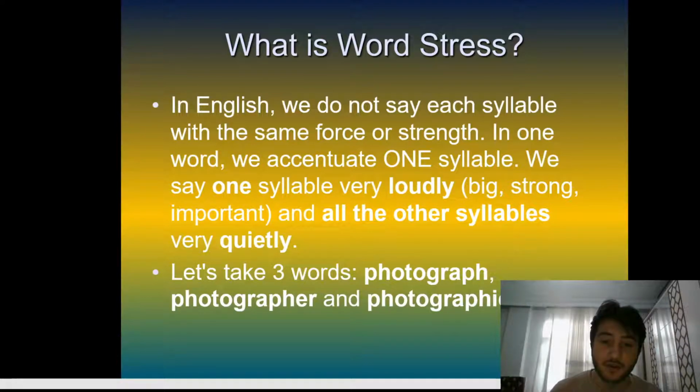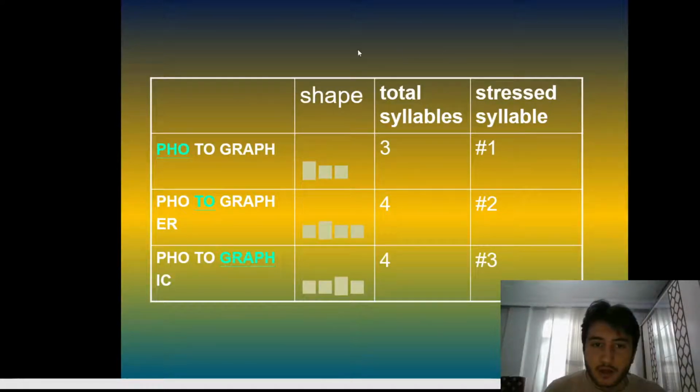Let's take three words: photograph, photographer, photographic. As you can see, the first word, photograph, has three syllables and the stress is on the first syllable, photograph, photograph.